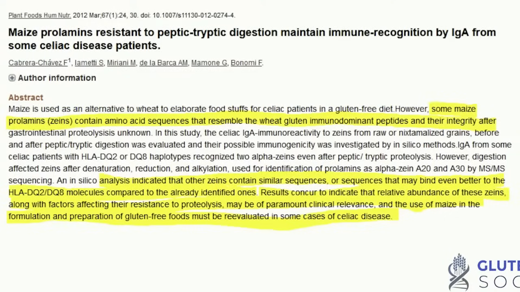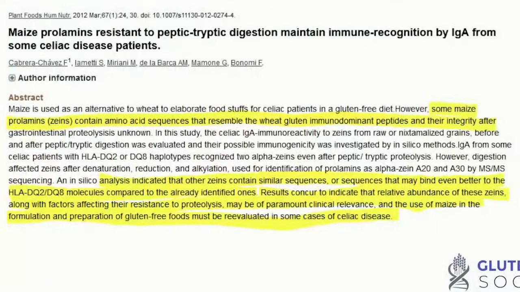So what does that mean? That means that corn gluten, the sequence of many types of corn gluten, looked just like the dangerous forms of alpha-gliadin found in wheat. So in essence, these researchers compared corn gluten to wheat gluten and found that corn gluten resembled wheat gluten enough to create a problem. So you can see here they go on to say analysis indicated that other zeins, other corn glutens, contain similar sequences or sequences that may bind even better to the HLA DQ2, DQ8 molecules.